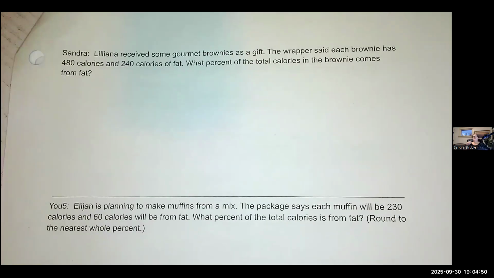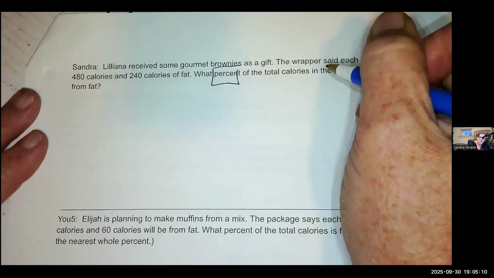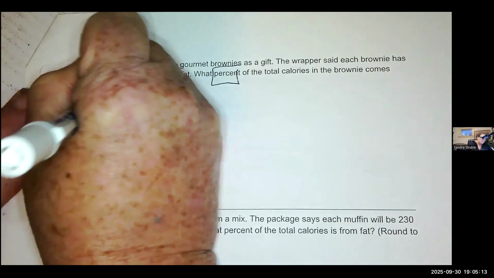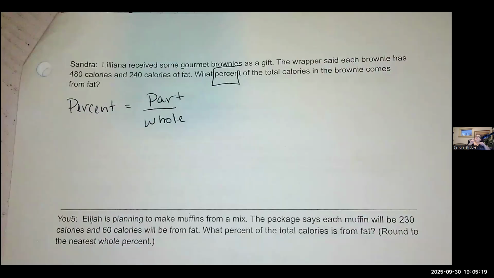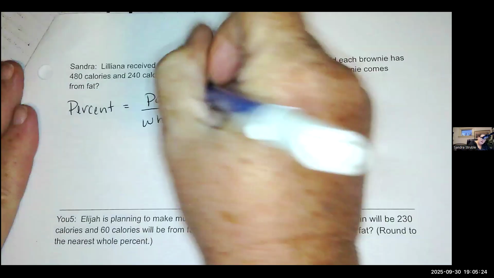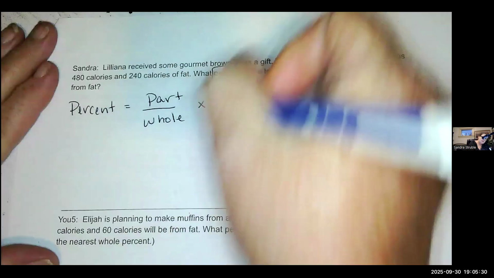All right, Liliana, with 2 N's, received some gourmet brownies as a gift. The wrapper said each brownie has 480 calories and 240 calories of fat. What percent of the total calories in the brownie comes from fat? So we're looking for percent here. Okay. And percent is equal to part divided by whole. Now that's only going to give us a decimal. It's not going to give us a percent. So to get the percent, we're going to have to take our answer and multiply it by 100. Okay. And then add the percent sign.